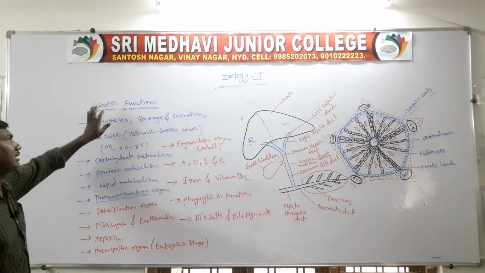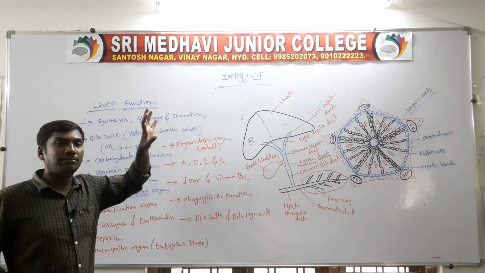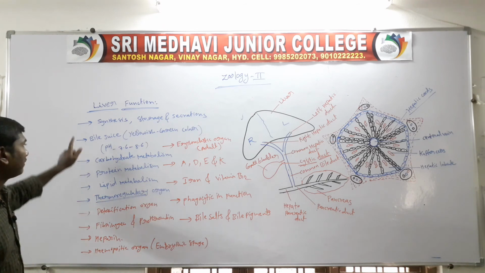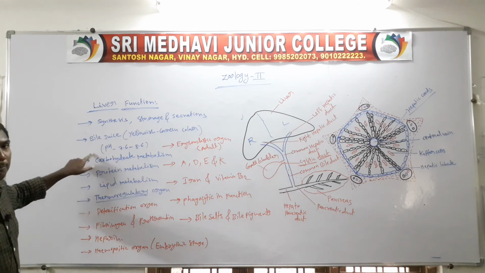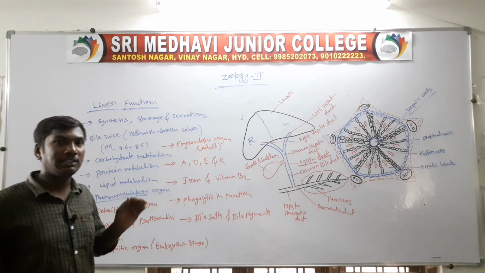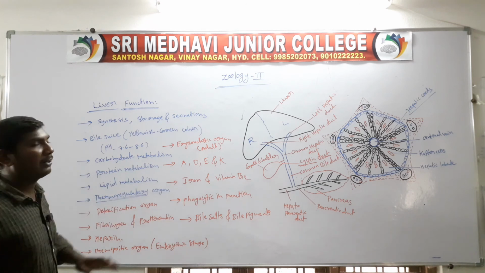Once again, revise the functions of the liver: synthesis, storage and secretions. Next one, the liver secretion is the bile juice. The bile juice color is yellowish green. The pH is 7.6 to 8.6.